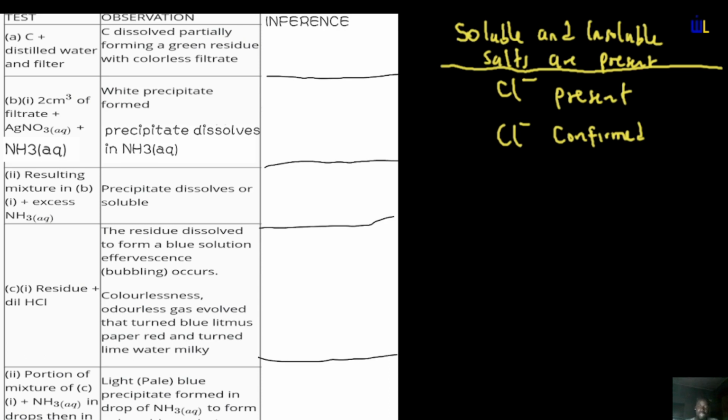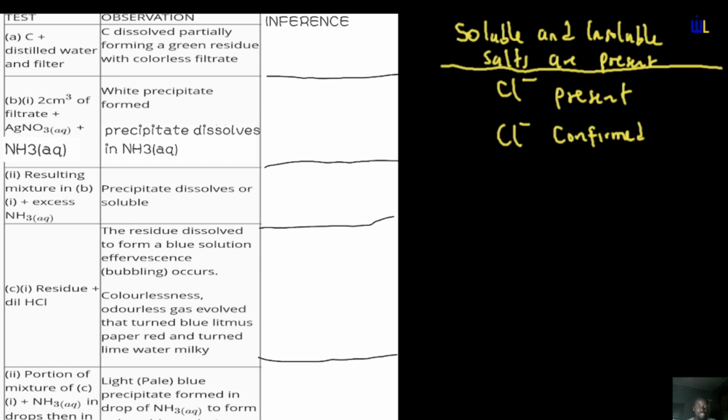Okay, moving ahead, we go to the next one. Now, the next one says resulting mixture in B plus excess ammonia. And they now said precipitate dissolves or is soluble. Okay, so you have that. It's more like a repetition of the statement. So we are confirming in this case that it is chlorine, basically.